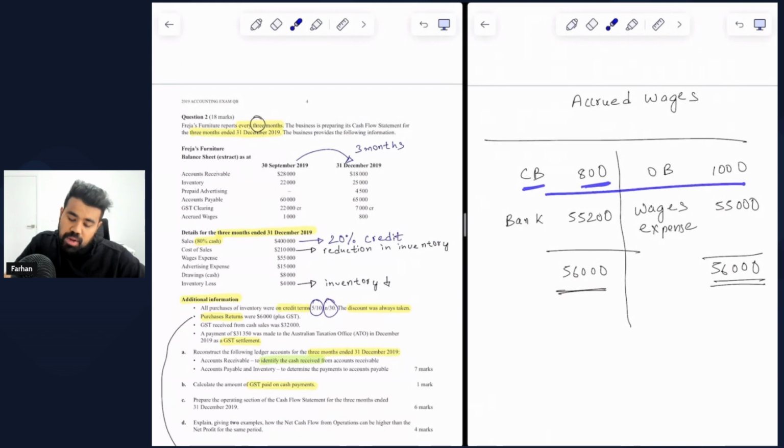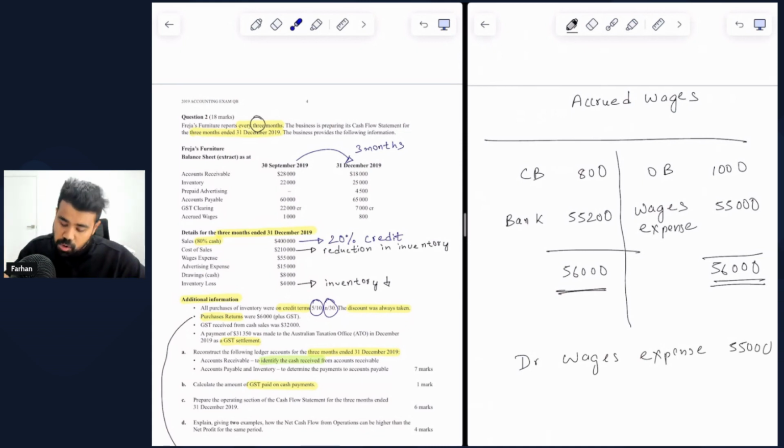So once we have got the opening and closing balances sorted, next we understand that the wages expense for the period is 55,000. So wages expense, if I was to prepare a journal entry for wages expense, how would I journalize that? So I would debit wages expense by 55,000. Why am I debiting wages expense? Because expenses are always debited by default, and we are going to credit accrued wages by 55,000. So that is what is being reflected within the ledger account here.